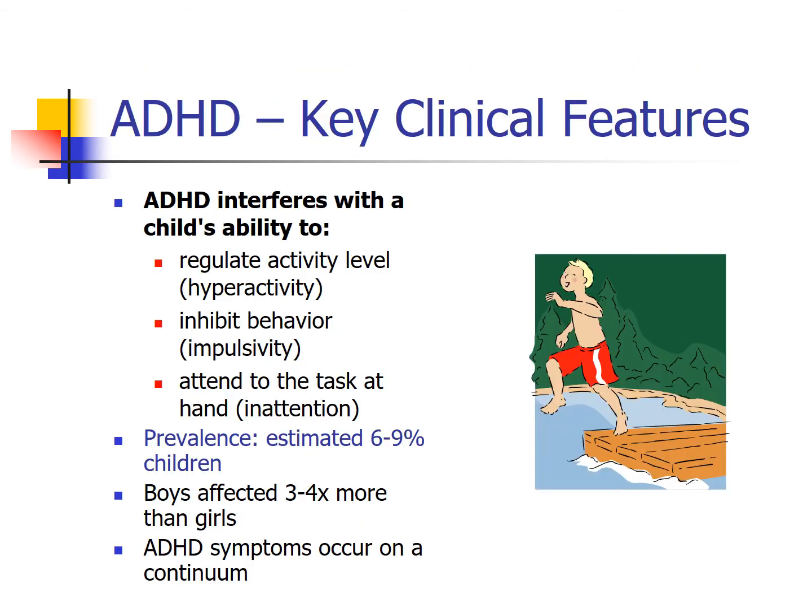So ADHD, the key clinical features relate to three specific areas. ADHD interferes with the child's ability to regulate their activity level, which relates to hyperactivity, to inhibit their behavior. So they often have impulsivity, and their ability to attend to the task at hand, or inattention.